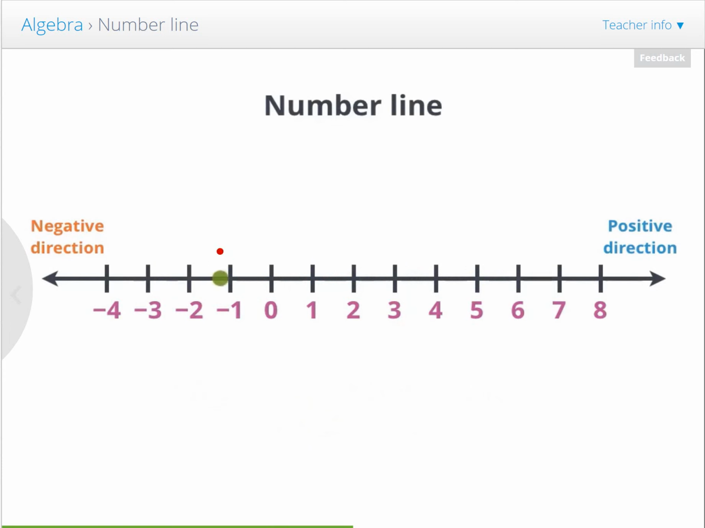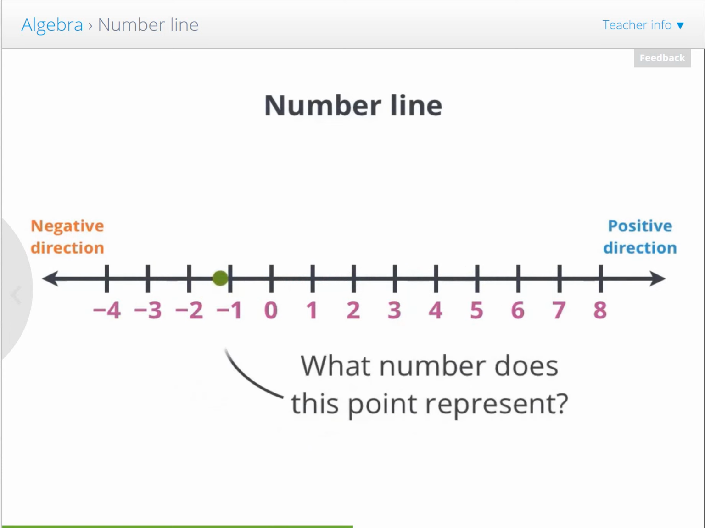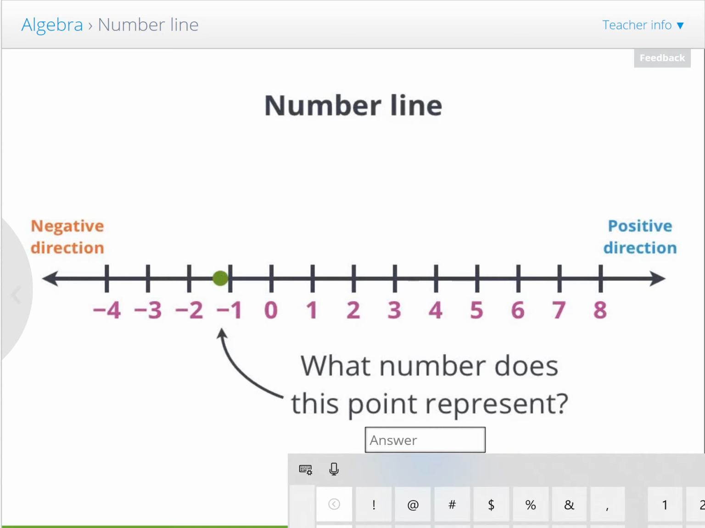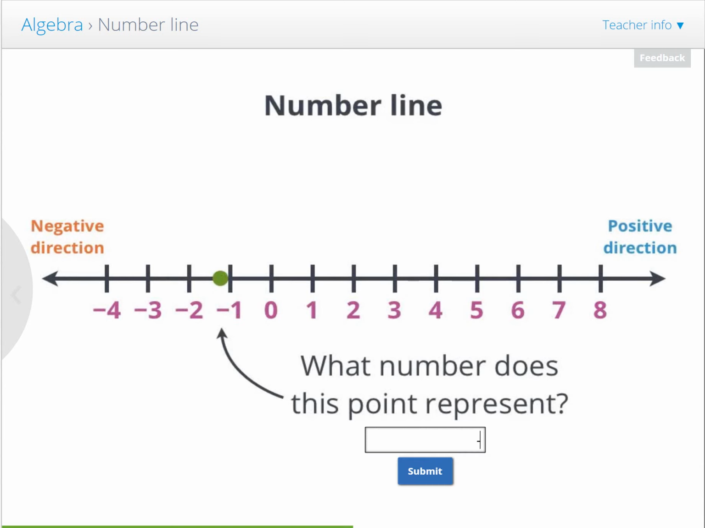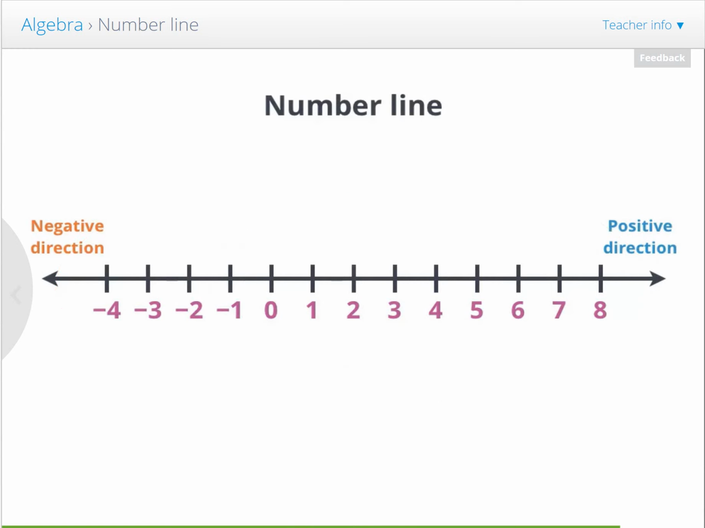As a final challenge, take a look at this point over here. What number would you say this point represents? Excellent work! It turns out that this point represents -1.25. So the number line is a graphical or visual way to represent all the numbers, and we'll be using number lines, also known as axes, all throughout algebra.